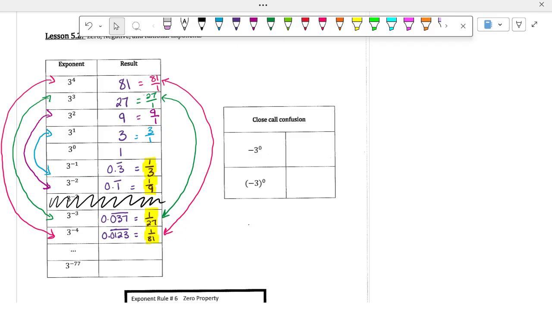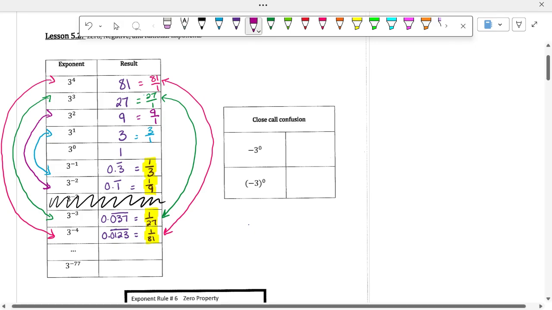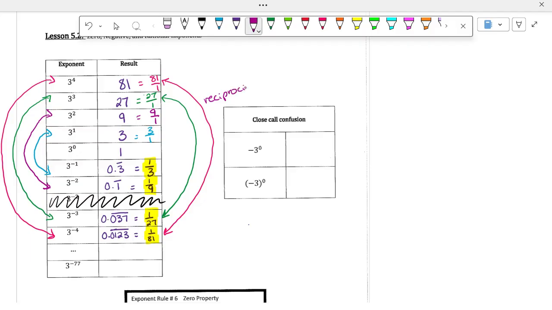They're the reverse. There's another word for that. It also starts with R. They're the reciprocals. Good. So they are reciprocals of each other. Meaning they flip.